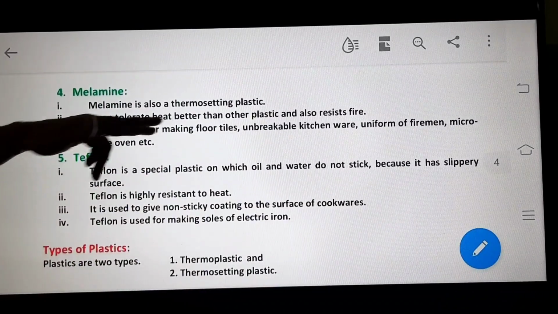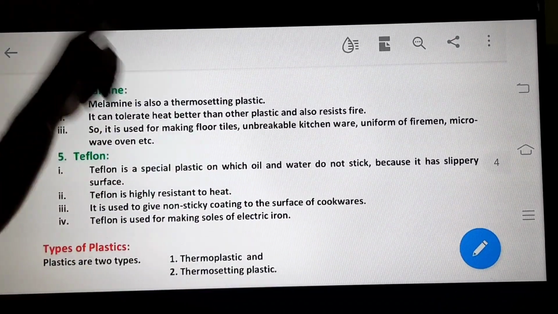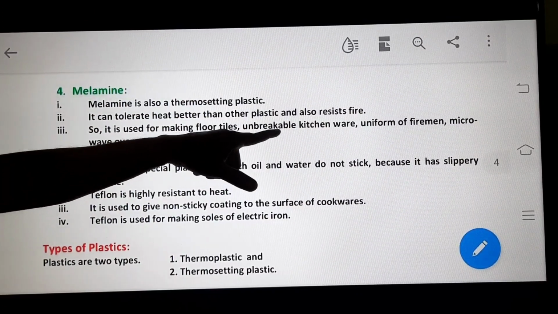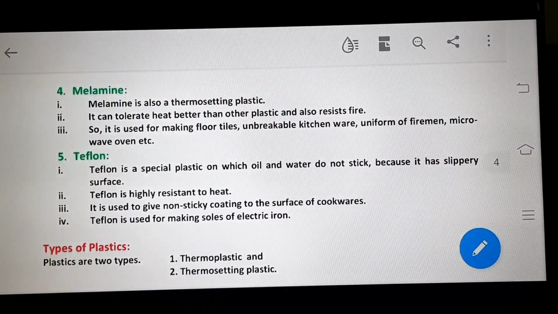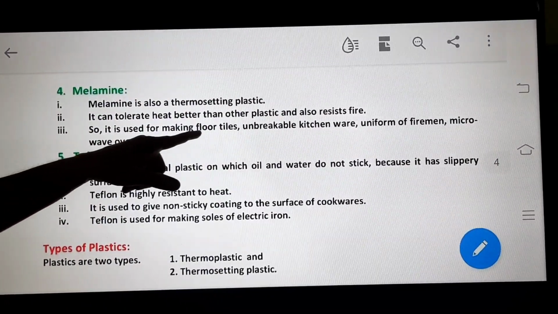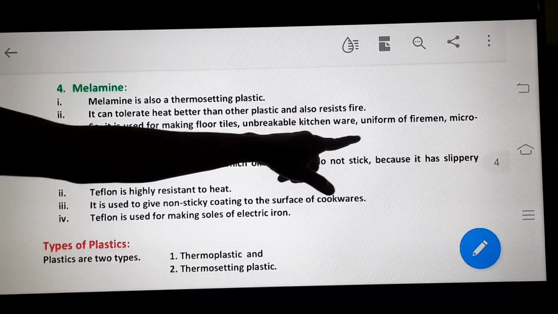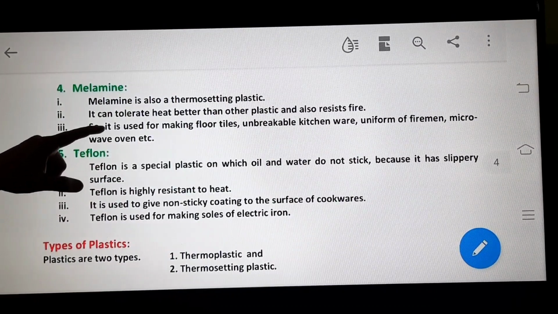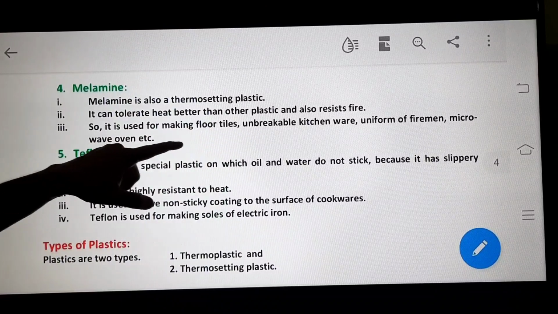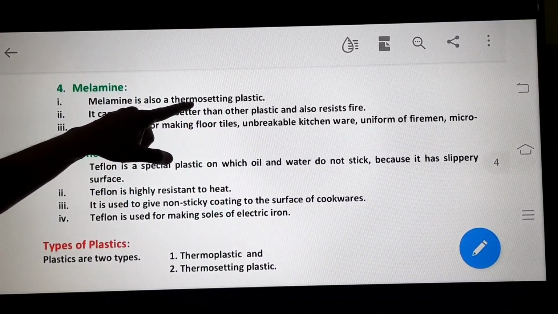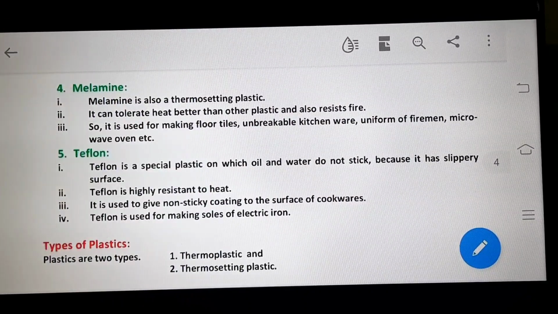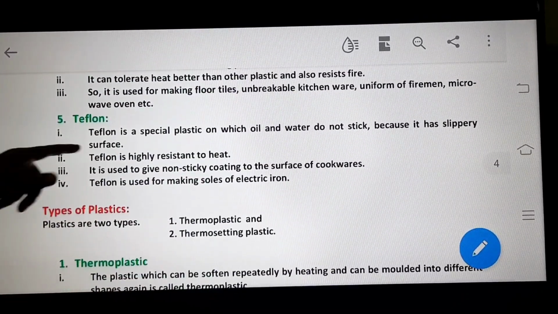Let's go for melamine. Melamine is a thermosetting plastic. It can tolerate heat better than other plastics and can resist fire. It is used for making floor tiles, unbreakable kitchenware, uniforms of firemen, and microwave ovens. Why is melamine used for these purposes? Because it is a thermosetting plastic. It can tolerate the heat. That's why.